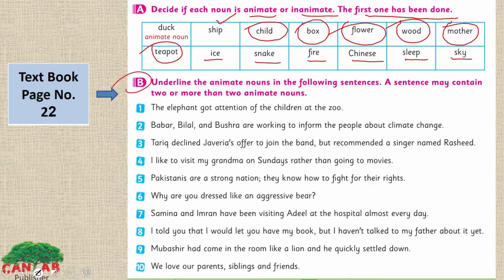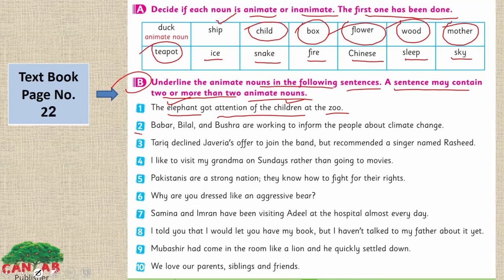Look at section B here. Underline the animate nouns in the following sentences. A sentence may contain two or more than two animate nouns. Yes, we have given 10 sentences here. You have to identify the animate nouns here. So look at the first one. The elephant got the attention of the children at the zoo. You have to choose only animate nouns here, the living beings, animals or people. Here the elephant is an animate noun and the children are both living beings, human children.